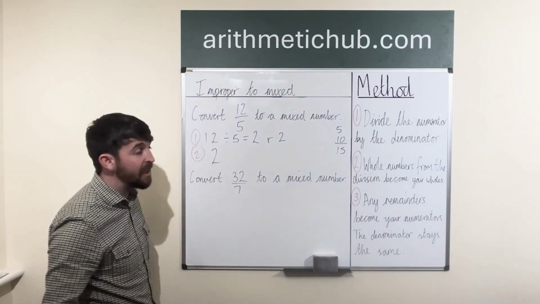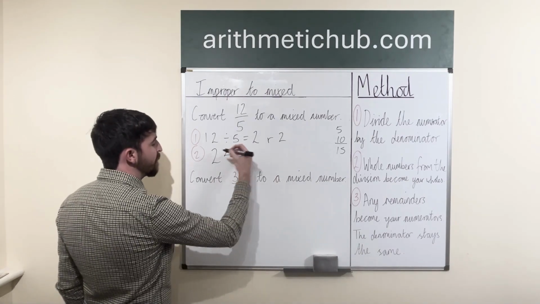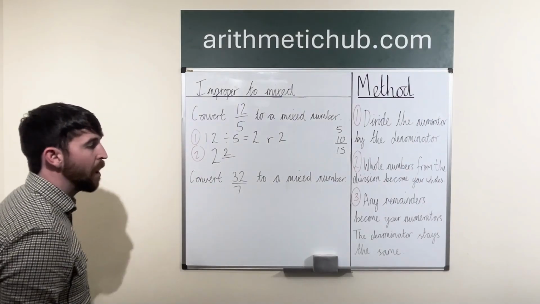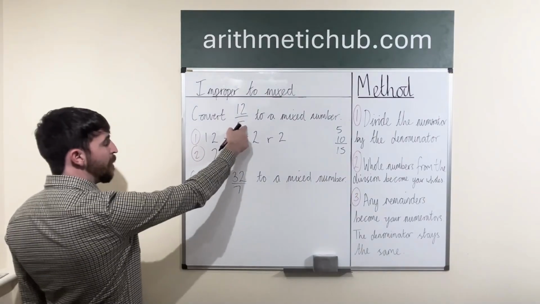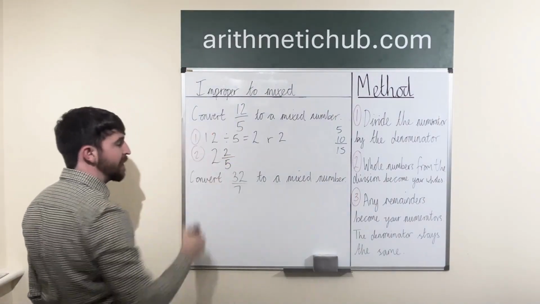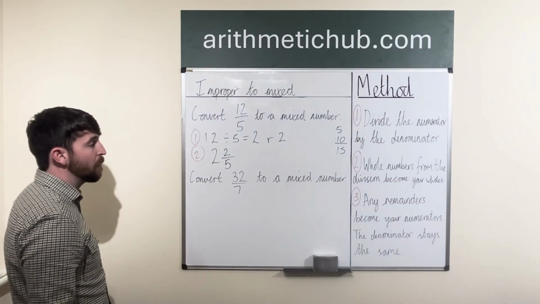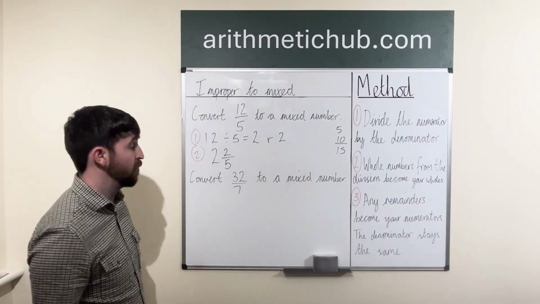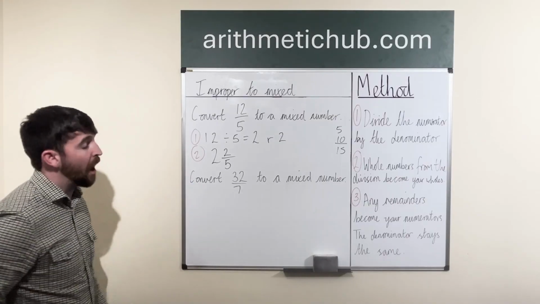But we did have a remainder here, didn't we? We had a remainder of 2, so that's going to become our numerator in our mixed number, okay? The denominator, it says, stays the same. So the denominator was 5, so now the denominator is going to stay the same, and it's still going to be 5. So our mixed number is 2 wholes and 2 fifths, or 2 and 2 fifths. Let's have a look at this question then.